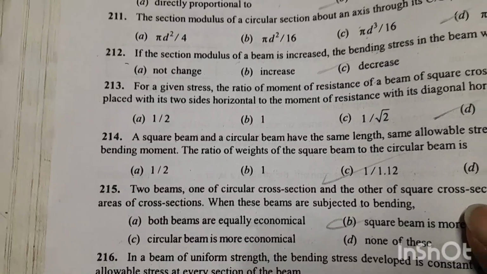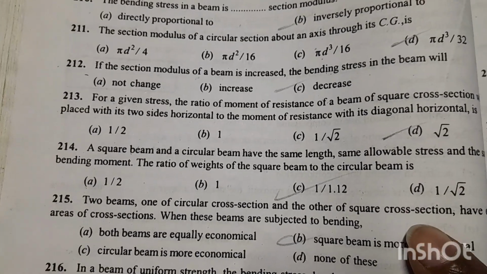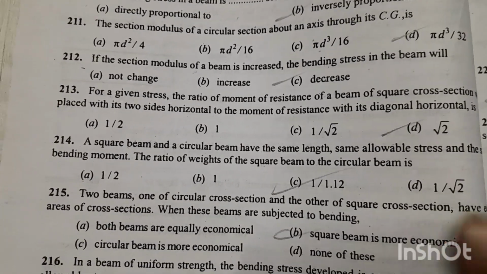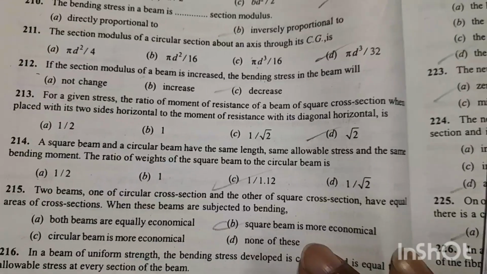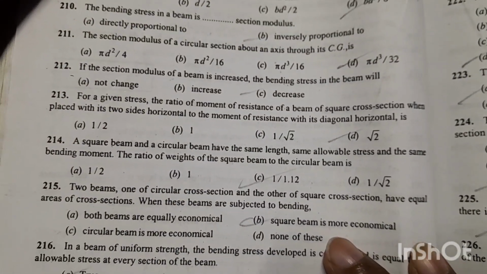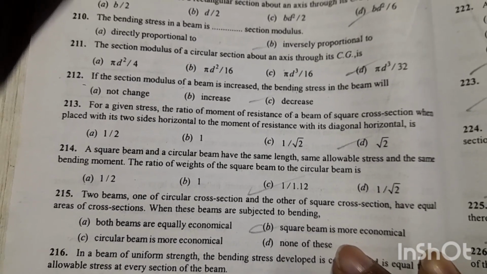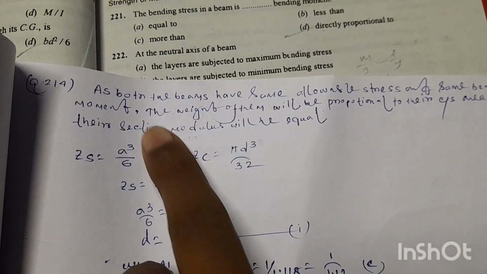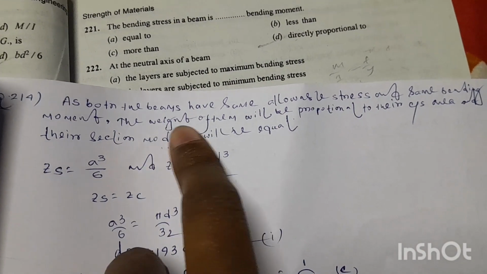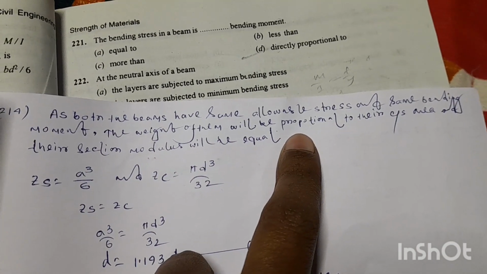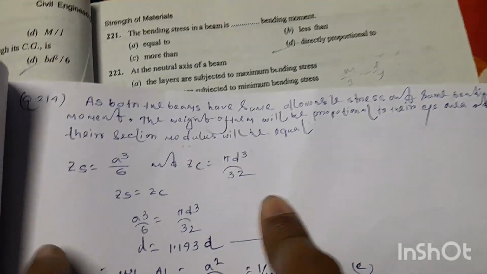So for question number 213, option number D is the right answer. Next question 214. A square beam and circular beam have the same length, same allowable stress, and the same bending moment. The ratio of weights of the square beam to the circular beam is? As both beams have same allowable stress and same bending moment, the weight of them will be proportional to their cross-sectional area. So their section modulus will be equal.